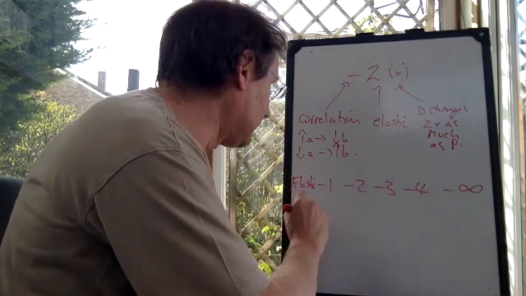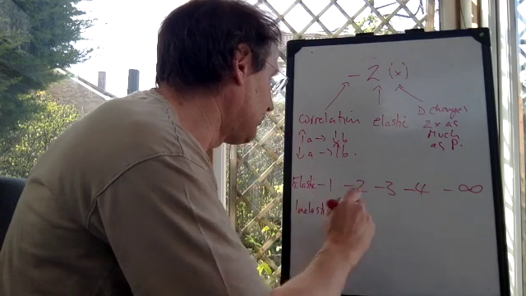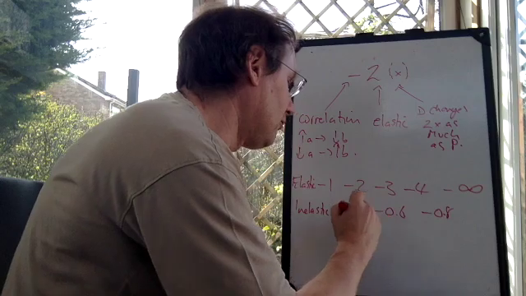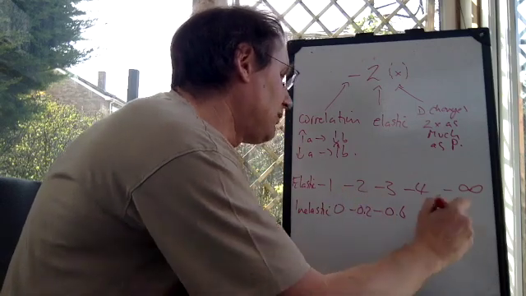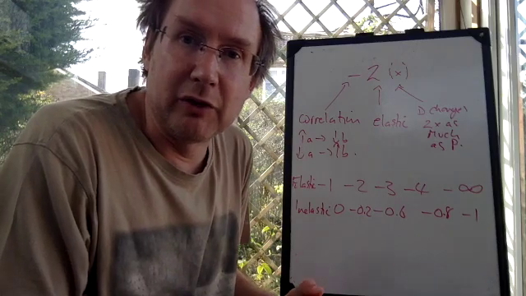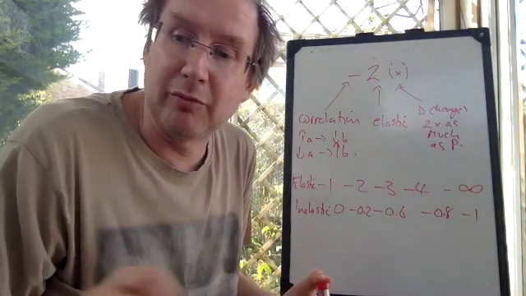The inelastic ones then are numbers like -0.6 or -0.8 or -0.2. Anywhere between 0 and -1. Those are the inelastic ones because it's changing less than proportionally.